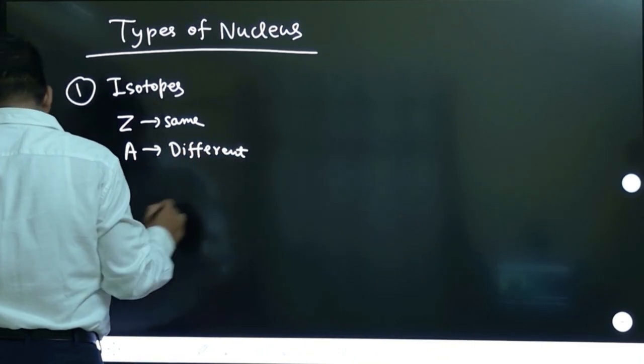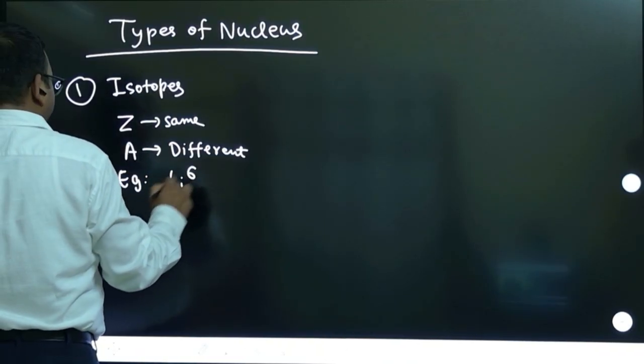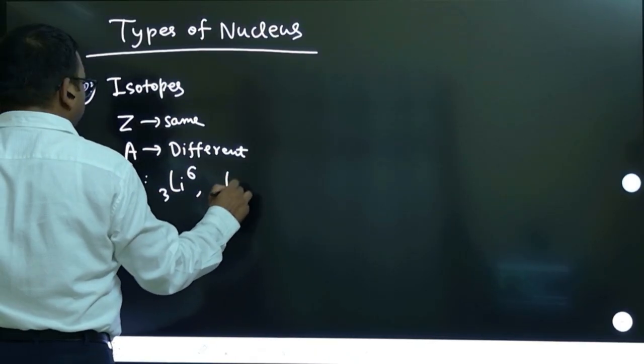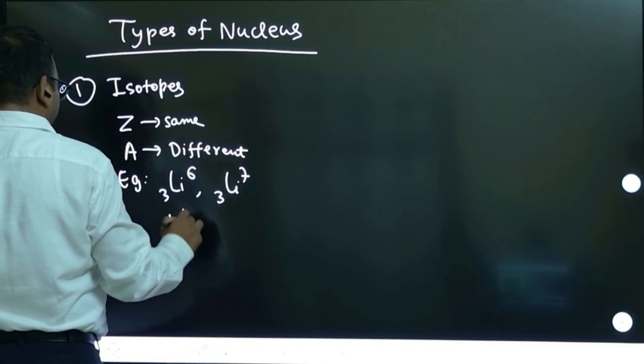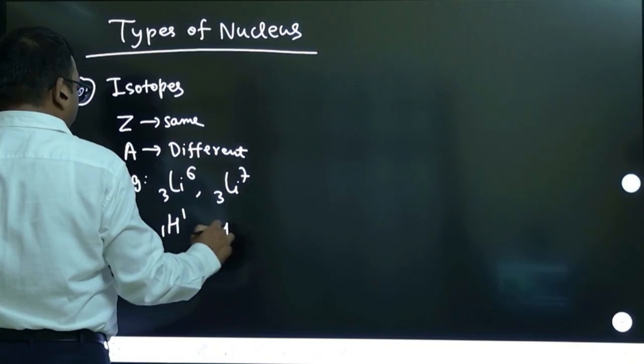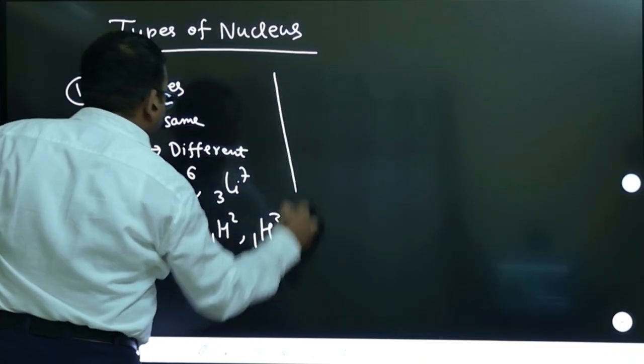What is an example? So many examples are there for this. Lithium 3 6, lithium 3 7. Hydrogen itself has 3: proton, deuteron, triton, right? All these examples are there.